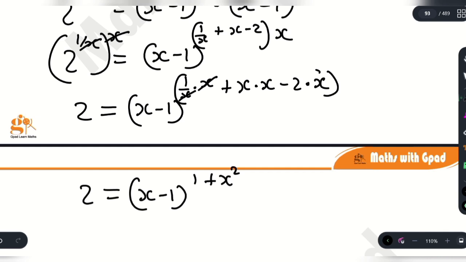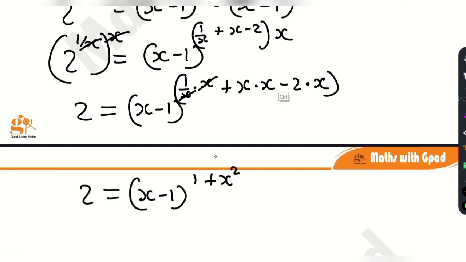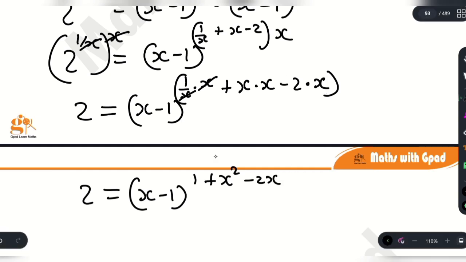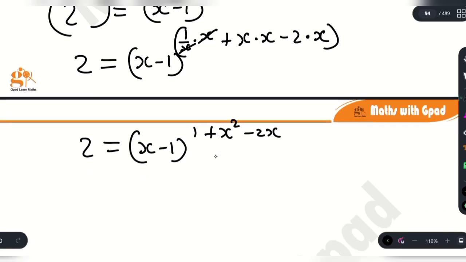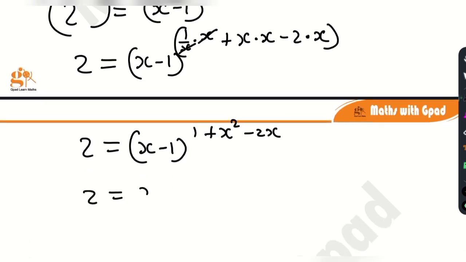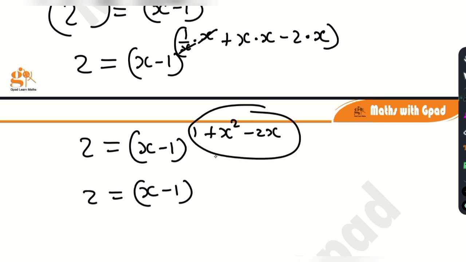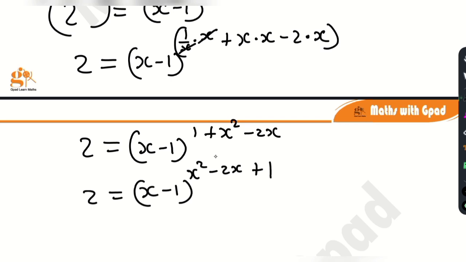And then minus 2 times x is what? Minus 2x. Good. So this will be 2 is equal to x minus 1 all raised to the power. Let me just rewrite it. This is already a quadratic expression. That will be x squared minus 2x plus 1. This is a perfect square.